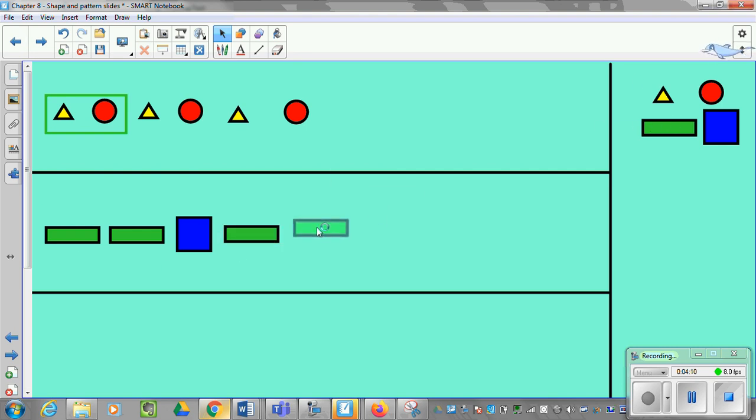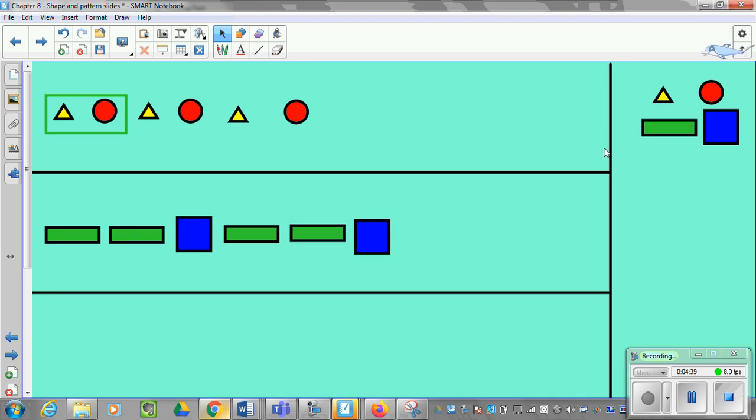Rectangle, rectangle, square. Now remember, when we've spoken about this before, we talk about how sometimes it seems like a bit of a song or a rhythm as we're doing our patterns. So, for instance, it could go rectangle, rectangle, square. Rectangle, rectangle, square. And that will help you to remember what comes next. Again, I want you to pause the video and put down what you think comes next.